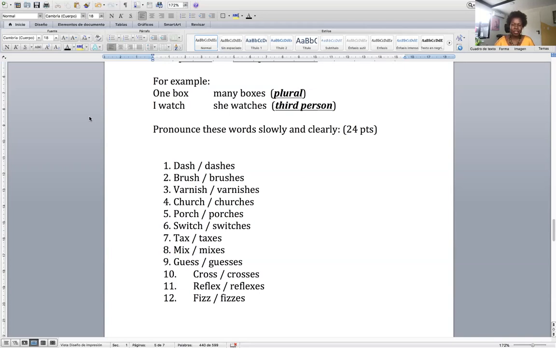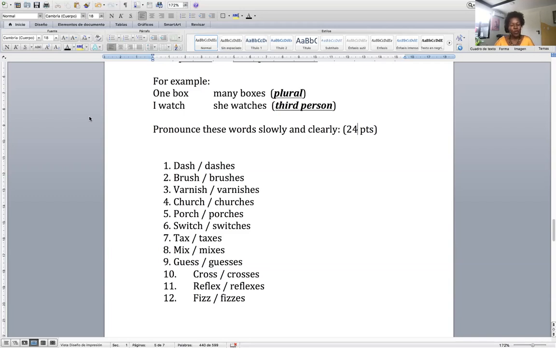Number one, dash, dashes. Two, brush, brushes. Three, varnish, varnishes. Four, church, churches. Five, porch, porches. Six, switch, switches. Seven, tax, taxes. Eight, mix, mixes. Nine, guess, guesses. 10, cross, crosses. 11, reflex, reflexes. And 12, fizz, fizzes.